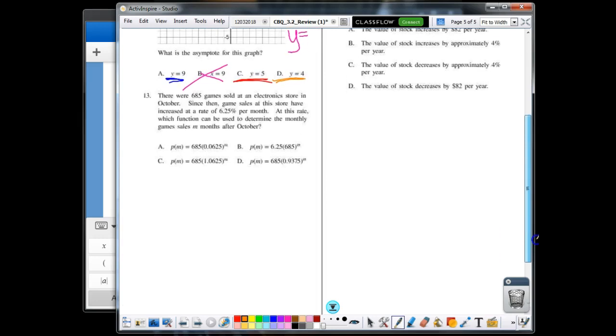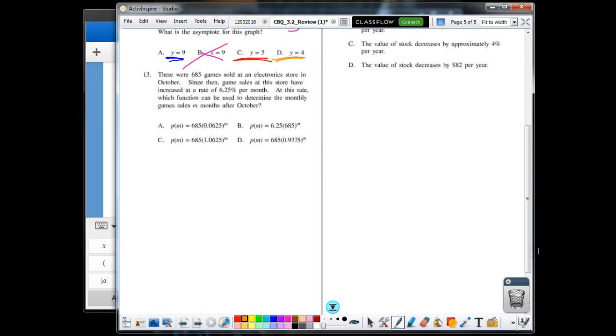Alright, let's look at number 13. There were 685 games sold at an electronics store in October. Since then, game sales at this store have increased at a rate of 6.25% per month. At this rate, which function can be used to determine the monthly game sales M months after October? So, what's my initial value? 685. So my equation should start with 685. So B is wrong. So B is incorrect.